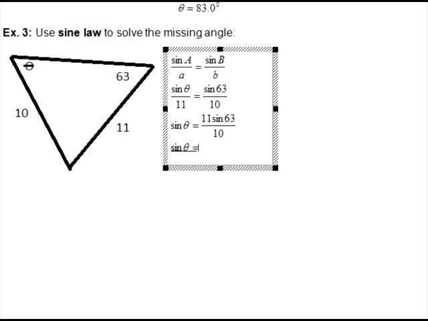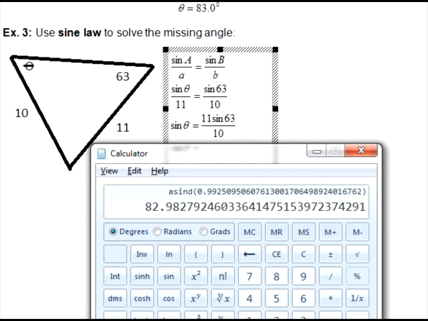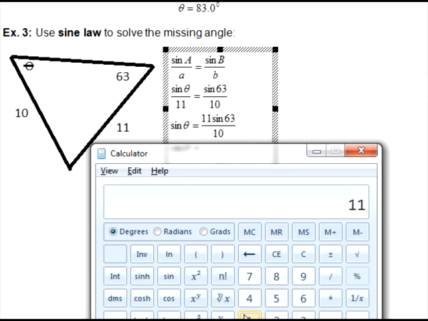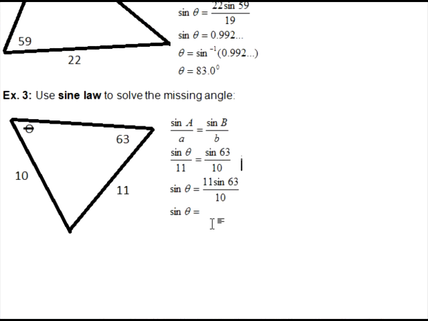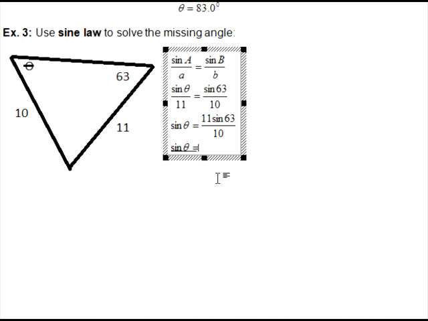Now I'm going to get the supply teacher to hit pause one more time, and everyone take a minute and calculate out what 11 times sine 63 divided by 10 is, please. Jake is going to give us the answer here in a minute. Alright, Jake, can I get the answer here, please? So it's 11 times sine 63 divided by 10. 0.9801 is what I got. And hopefully Jake agrees with me.